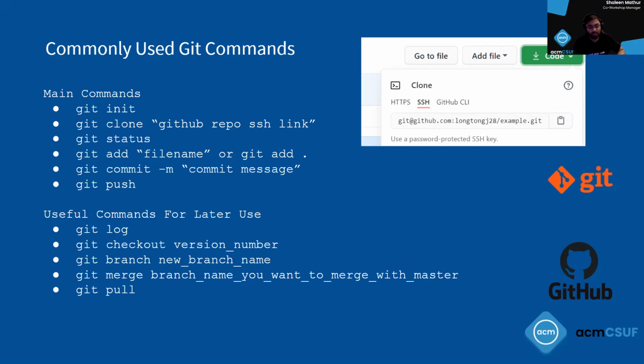And git clone, what that does is clone or copy your repository from GitHub to your local machine. The git status command displays the state of the working directory and the staging area. It lets you see which changes have been staged, which haven't, and which files aren't being tracked by Git.